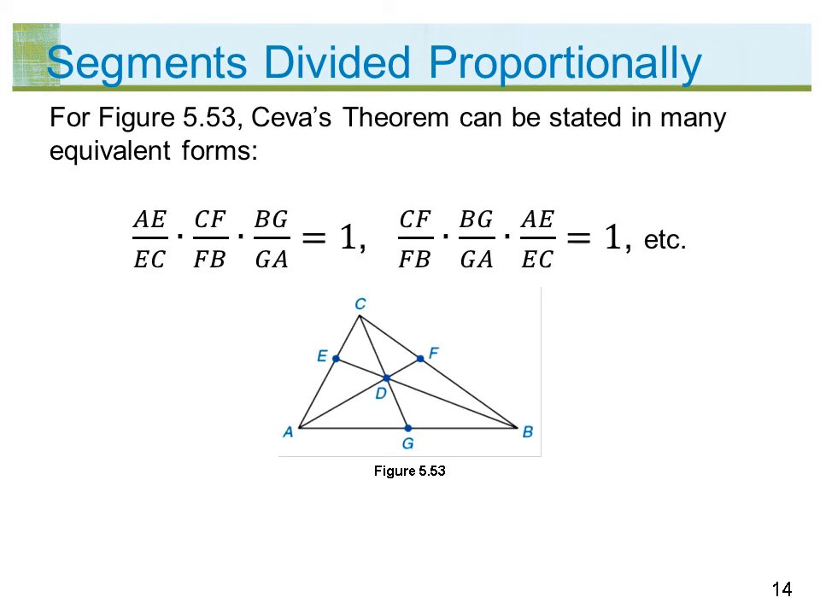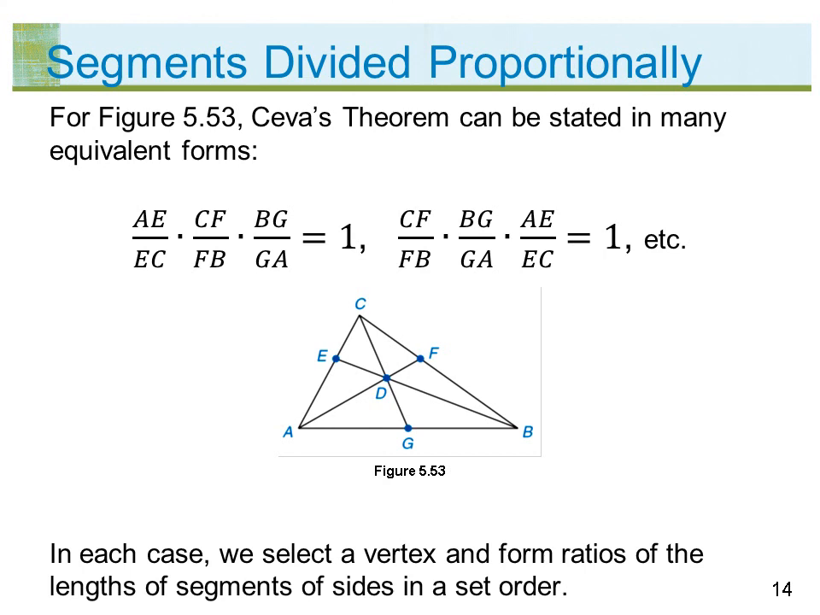For figure 5.53, Ceva's Theorem can be stated in many equivalent forms. AE/EC times CF/FB times BG/GA equals 1. CF/FB times BG/GA times AE/EC equals 1, etc. In each case, we select a vertex and form ratios of the lengths of segments of sides in a set order.